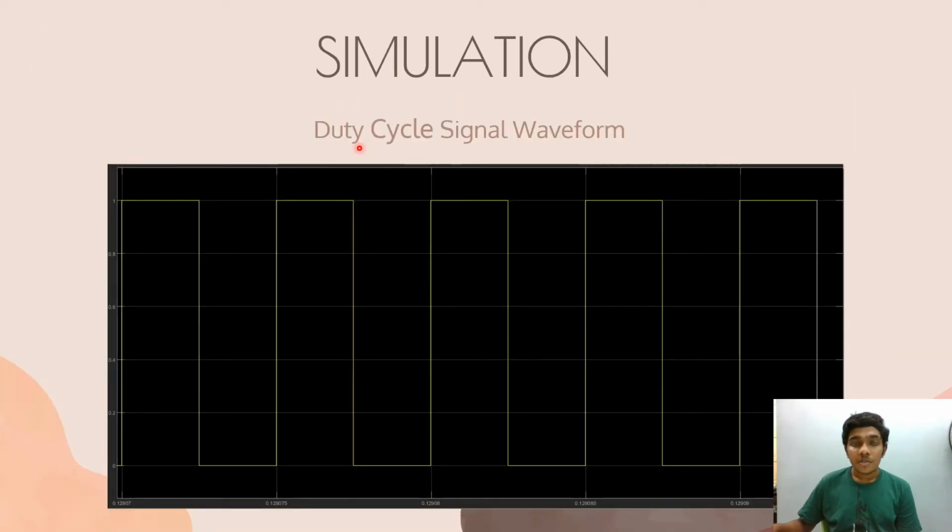This is our first waveform, which is the duty cycle signal waveform. As we can see, the waveform is a square wave and it is continuous, where we can see up and down. So it is a stable waveform. The duty cycle that we chose, as I have explained here, is 0.5.